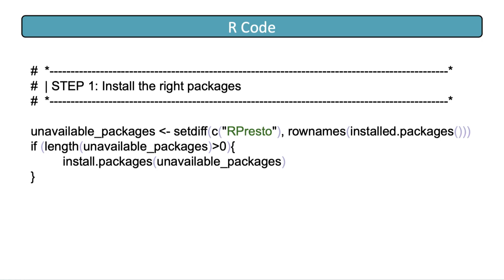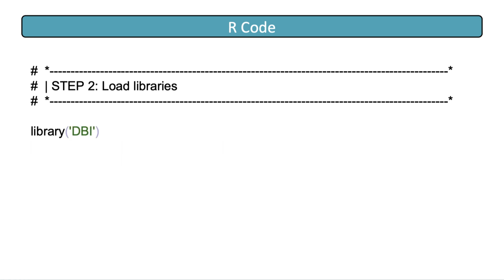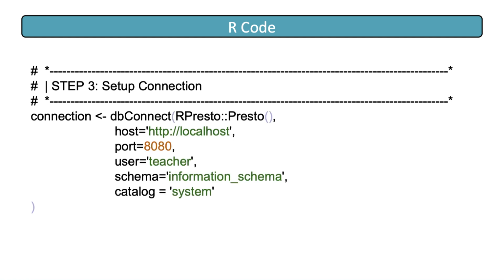This first line allows you to download the R Presto package. The next line allows you to load the DBI library. With this next section of the code, we set up the connection between R and Presto. If you notice, some of these elements are the same elements that we used when we tried the Presto CLI. You have the host name, but for the host name, instead of just localhost, you want to put HTTP here. If you don't do that, this code will not work.